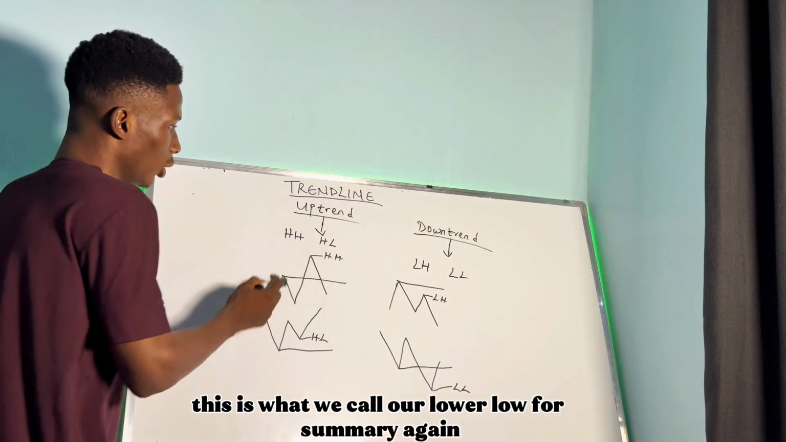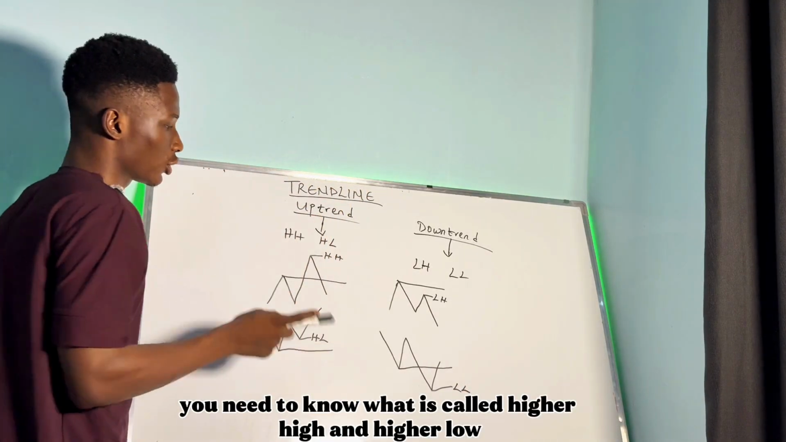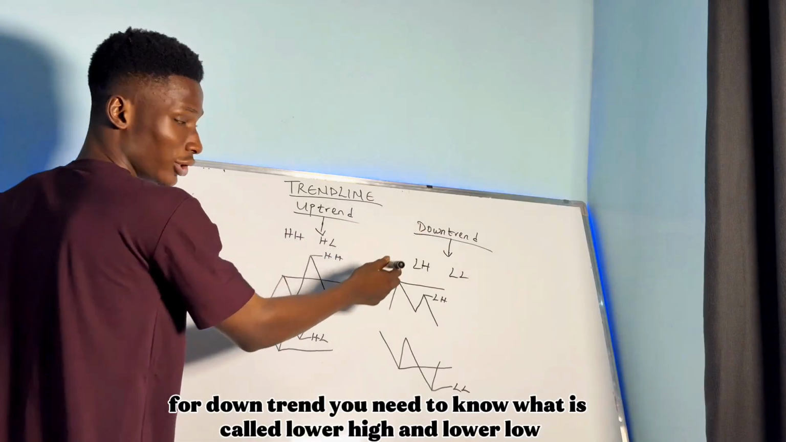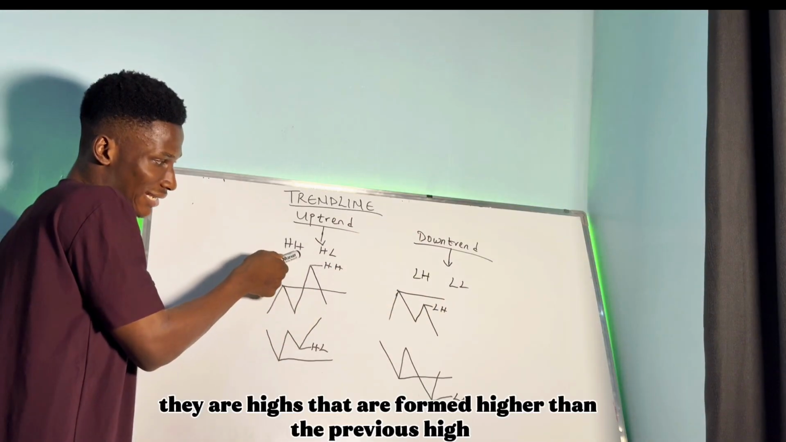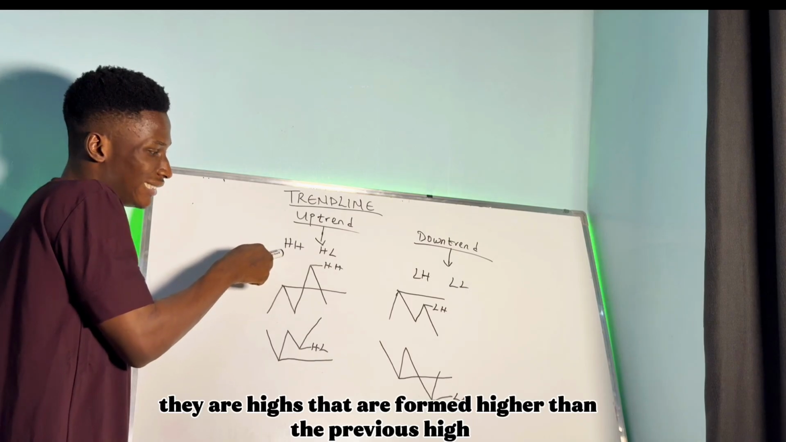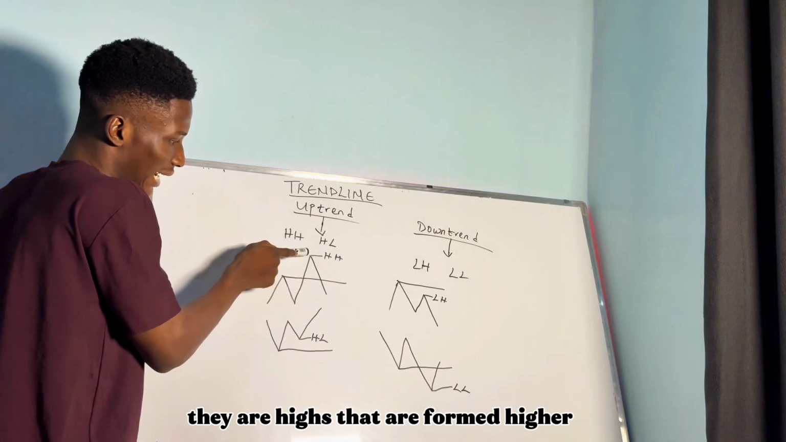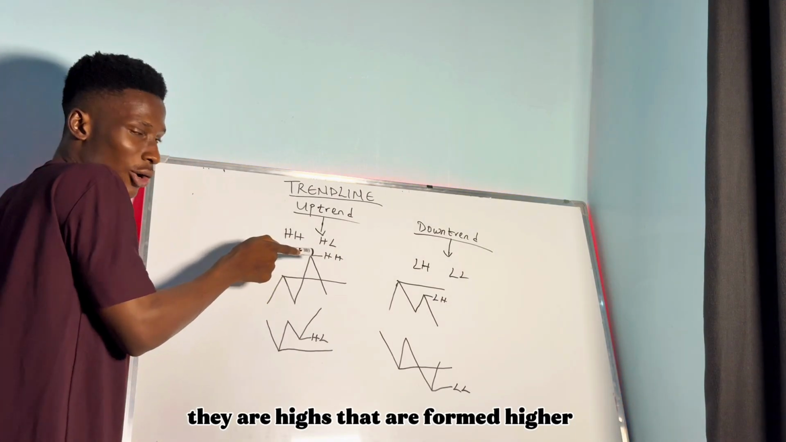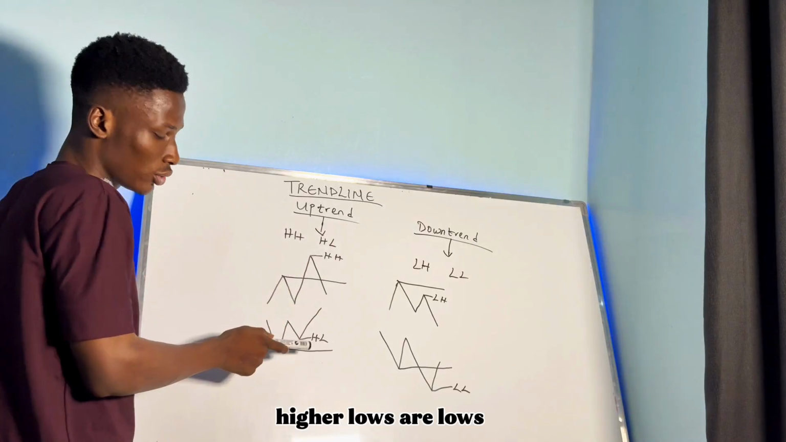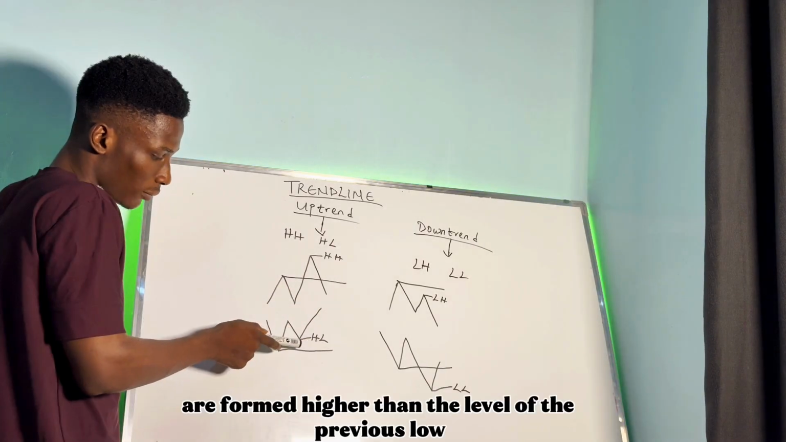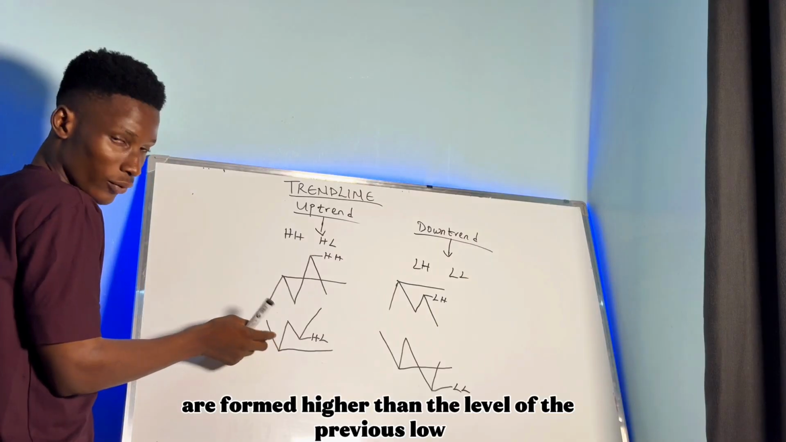For summary again, for uptrend, you need to know what is called higher high and higher low. For downtrend, you need to know what is called lower high and lower low. Your higher highs are highs that are formed higher than the previous high. They are highs that are formed higher or above the level of the previous high. That is what we call higher high. Higher lows are lows that are formed higher than the level of the previous low.